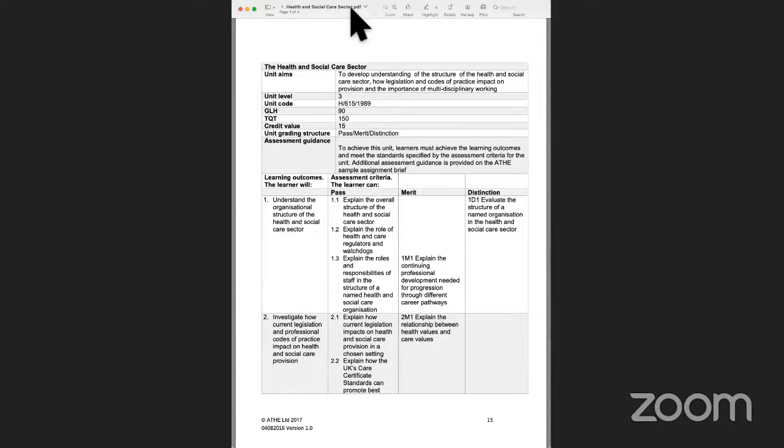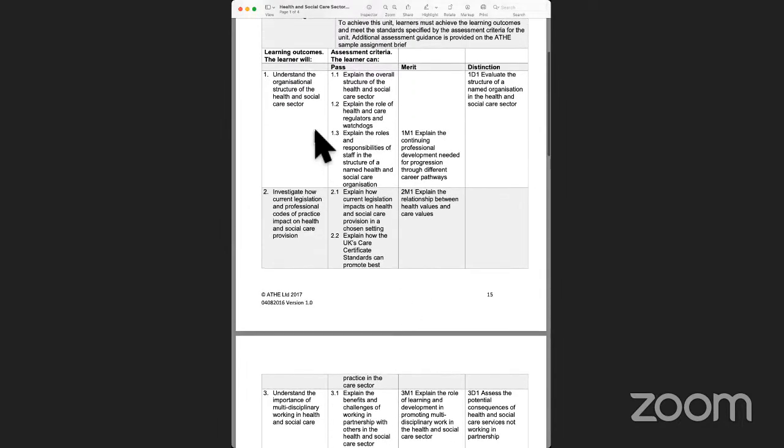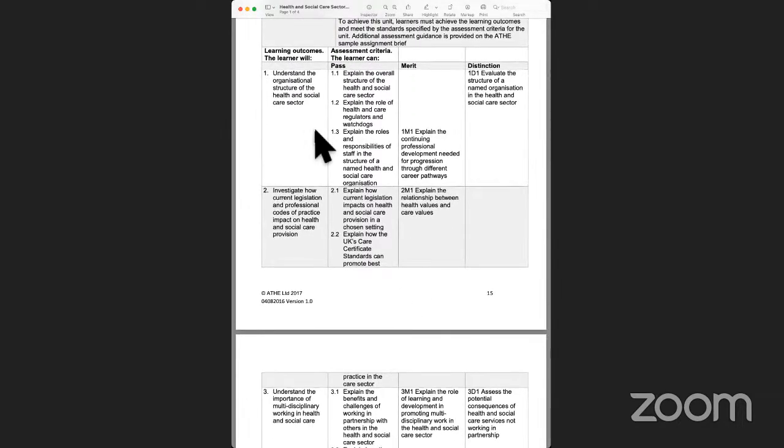When we look at the National Health Service and study this particular unit, health and social care sector, what we are trying to do is understand the number, type, and different organizations responsible for delivering these services to members of the public. There are three learning outcomes that we will be looking at broadly. The first one, which we covered last week, was to understand the structure of the health and social care sector.